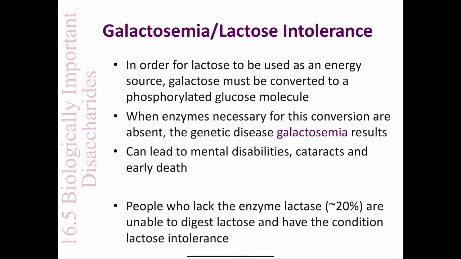However, a series of reactions is necessary to convert galactose into a phosphorylated form of glucose that can be used in cellular metabolic reactions. In humans, the genetic disease galactosemia is caused by the absence of one or more of the enzymes needed for this conversion. A toxic compound formed from galactose accumulates in people who suffer from galactosemia. If the condition is not treated, galactosemia leads to severe mental disabilities, cataracts, and early death.